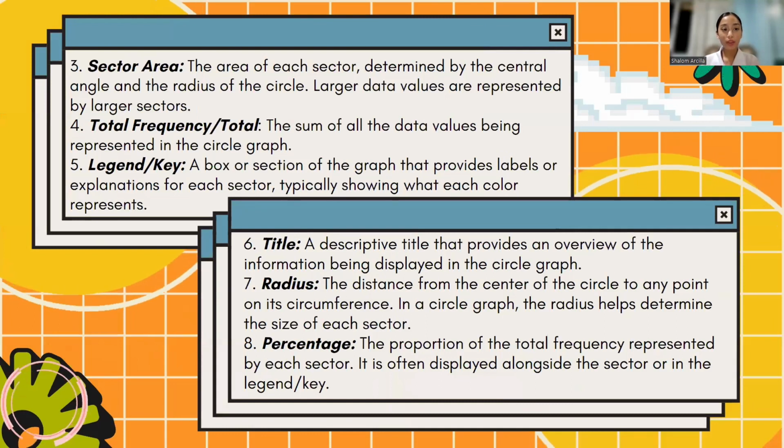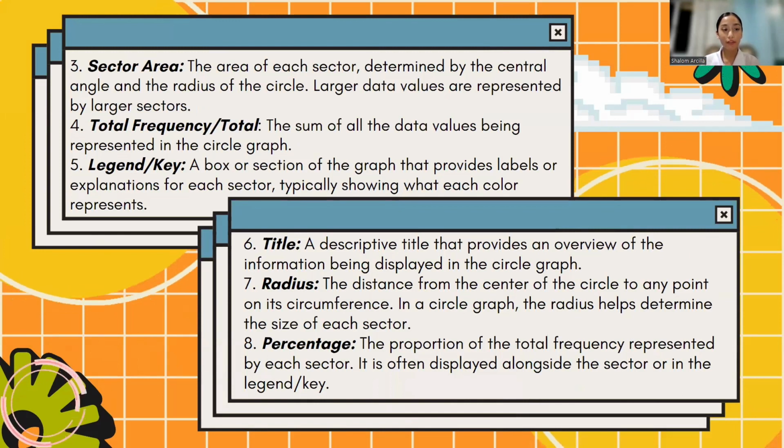Sector area: the area of each sector determined by the central angle and the radius of the circle. Larger data values are represented by larger sectors. Total frequency or total: the sum of all data values being represented in the circle graph.